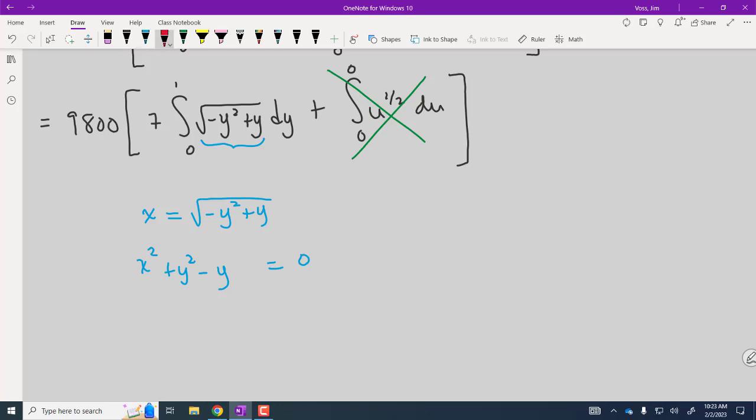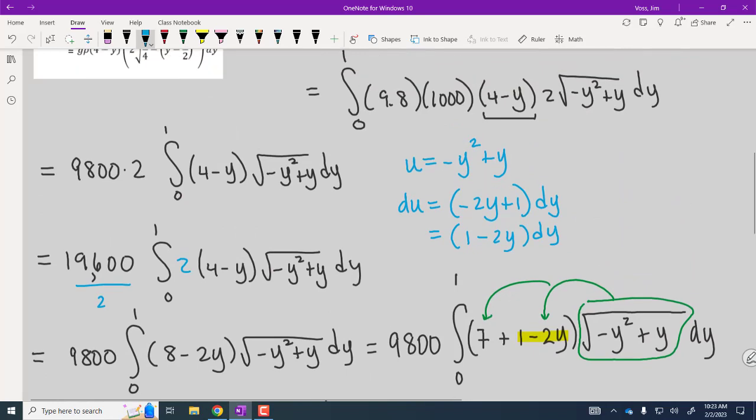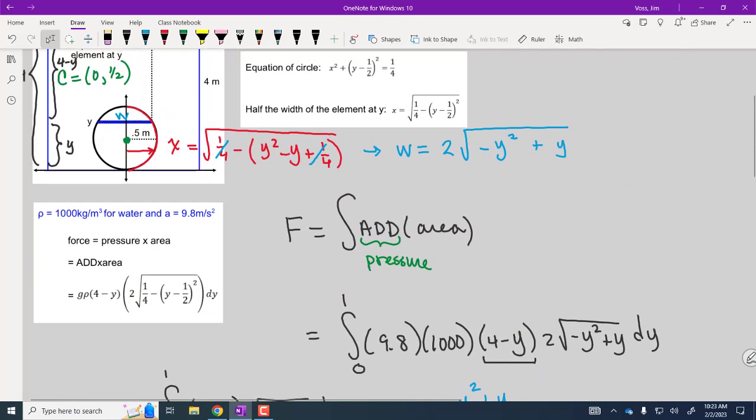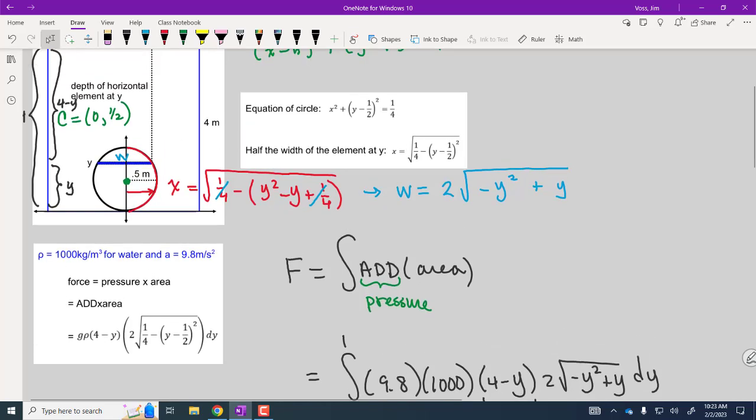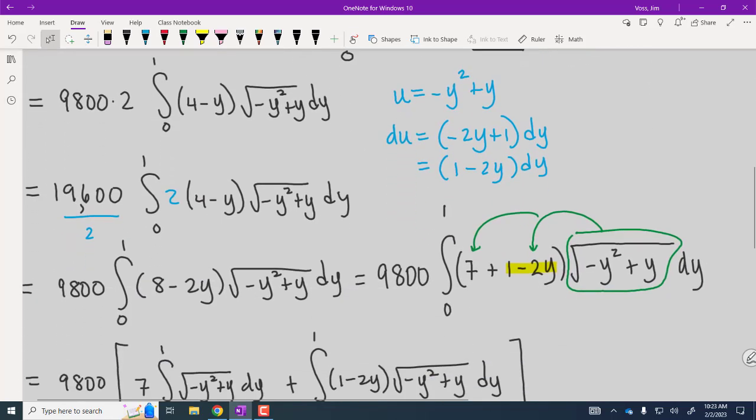Complete the square, divide this by 2 and square it. So we add a quarter to both sides. And we're just going right back to where we were a few minutes back. So this is x squared plus (y minus a half) squared equals 1/4. Right, that's where we started from originally. That is that circle right there. That's the equation of the circle wherever we had it. So we're back to the original circle.